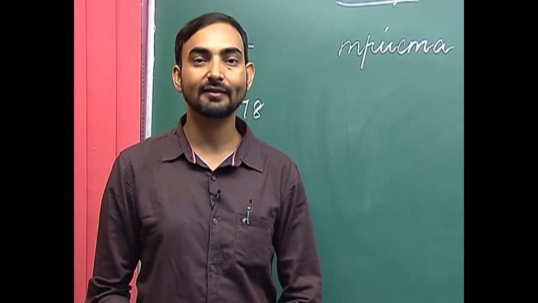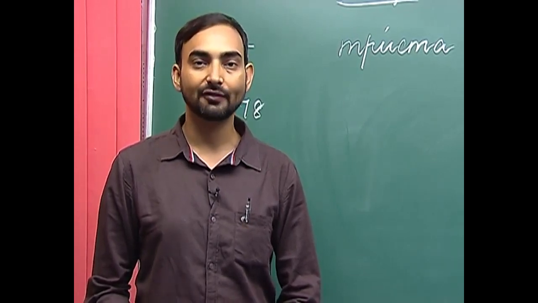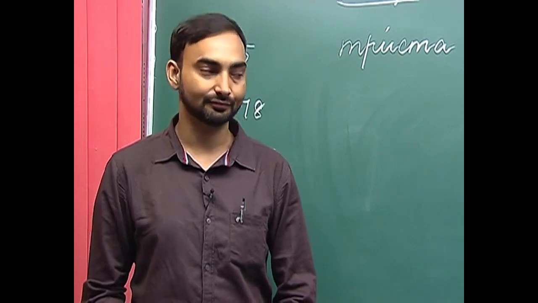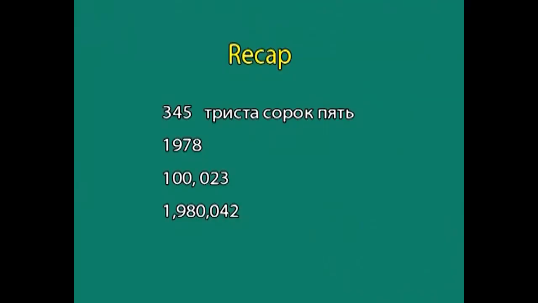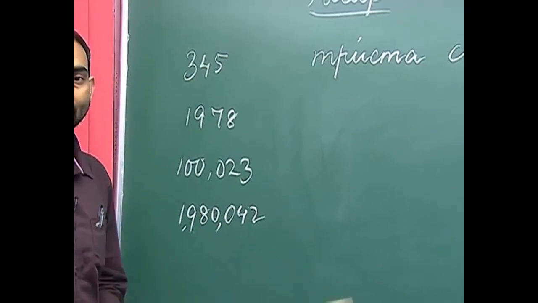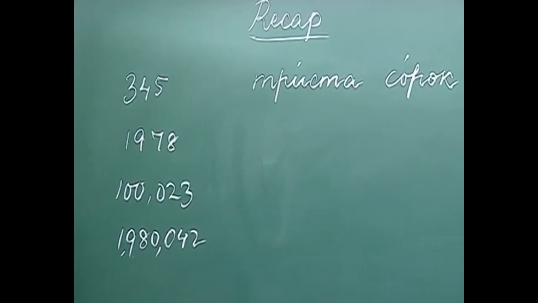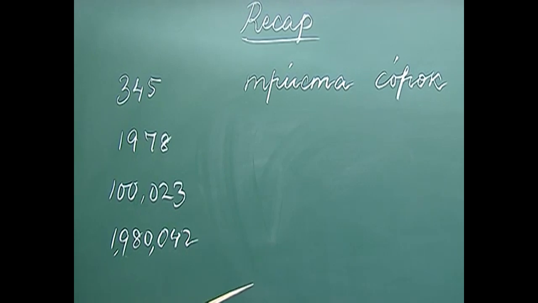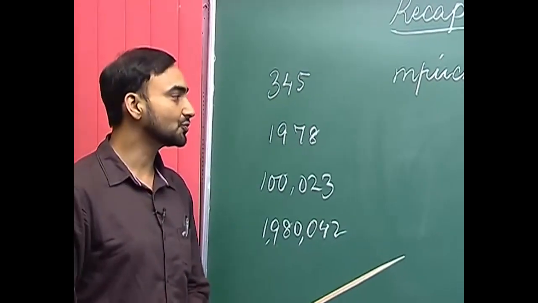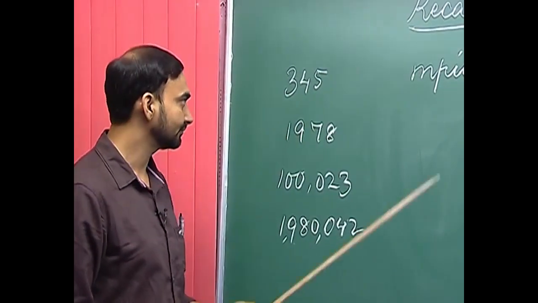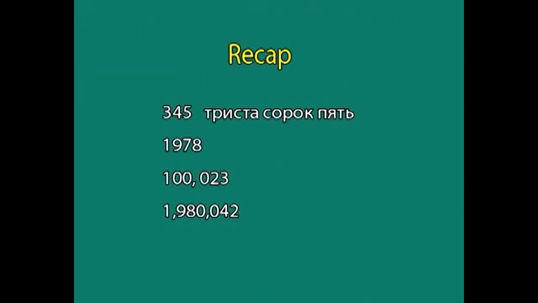Before moving on, let us have a quick recap of what we have learnt in the previous lesson. In the previous lesson, if you remember, we discussed the cardinal numbers from 200 onwards. So, how do we say cardinal numbers from 200 onwards? Let us practice a few numbers and how we say them in Russian.